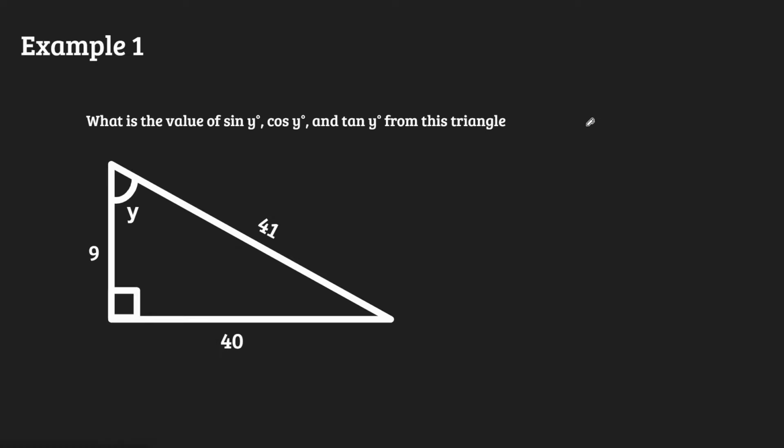So let's do some practice problems now to help us understand this a little bit more. In this first example, we're going to be looking for the sine of the angle y, the cosine of the angle y, and the tangent of the angle y from this triangle. So let's start with the sine of y. We remember from our acronym SOHCAHTOA that the sine of an angle in a right triangle is equal to the opposite side divided by the hypotenuse.